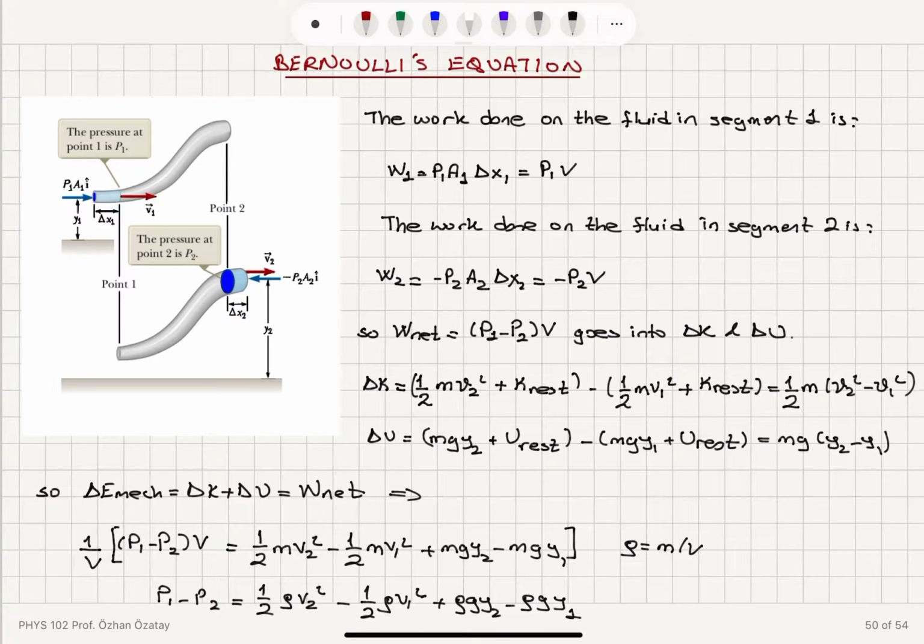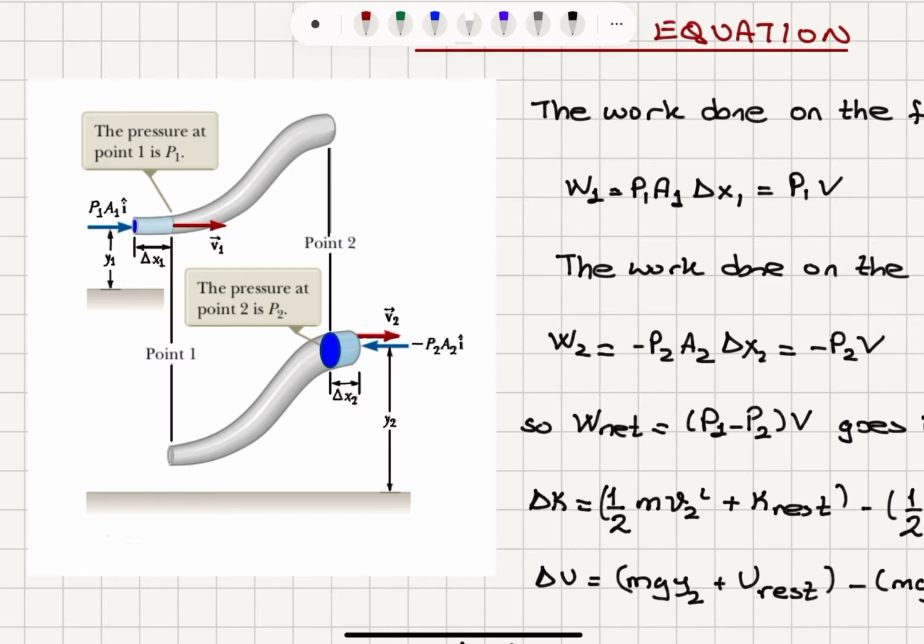Bernoulli's equation. So let's think about this ideal fluid that is being pushed through this tube. Once again, I have a cross-sectional area A1 here, and pressure at this point 1 is P1. So P1A1 would be the force that is being exerted in the i hat direction. Basically, I'm assuming that this is my x-axis, so that's my i hat direction. As a result, we have fluid particles here that are moving with a tangential velocity v1.